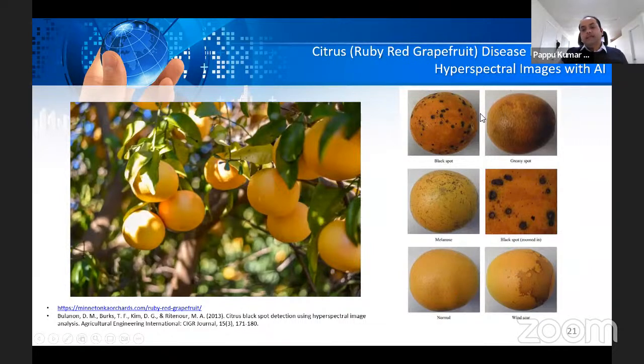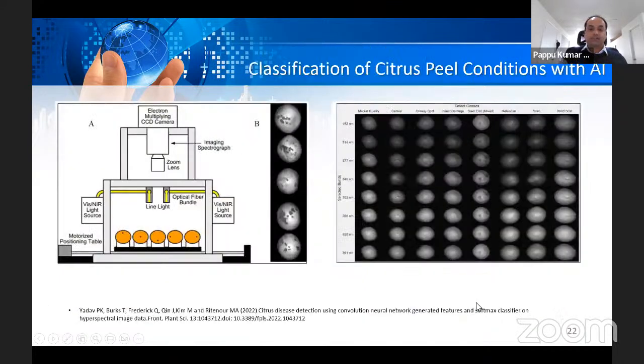So the goal is, can we use computer vision algorithms to detect them early, before they spread out, so that we can do some treatment or spray applications and save the damage that will eventually happen to the citrus fruits? The goal is to train an AI-based algorithm to tell whether a citrus fruit has black spot disease or melanose disease, or doesn't have any disease. So we used a hyperspectral imaging system.